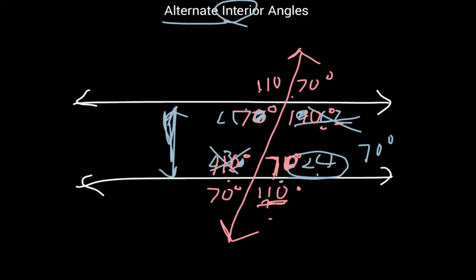So once you have parallel lines and a transversal, if you know any one of these 8 angles, 1, 2, 3, 4, 5, 6, 7, 8, if you know any one of those 8 angles, you can determine the measure of the other 7.